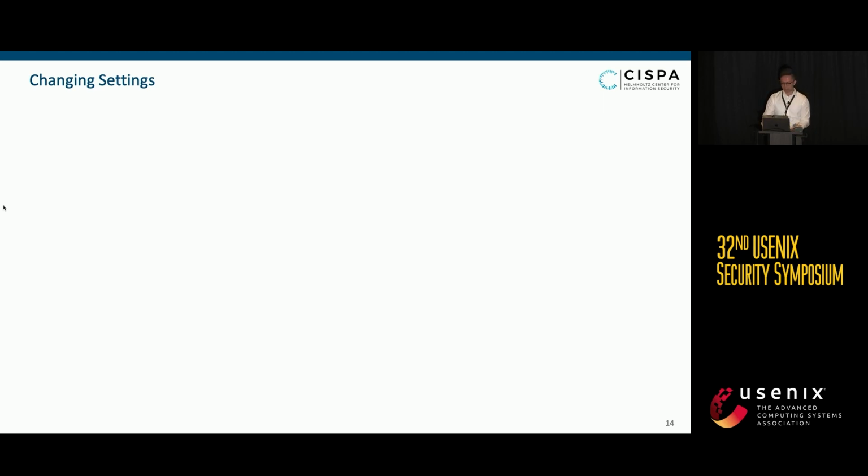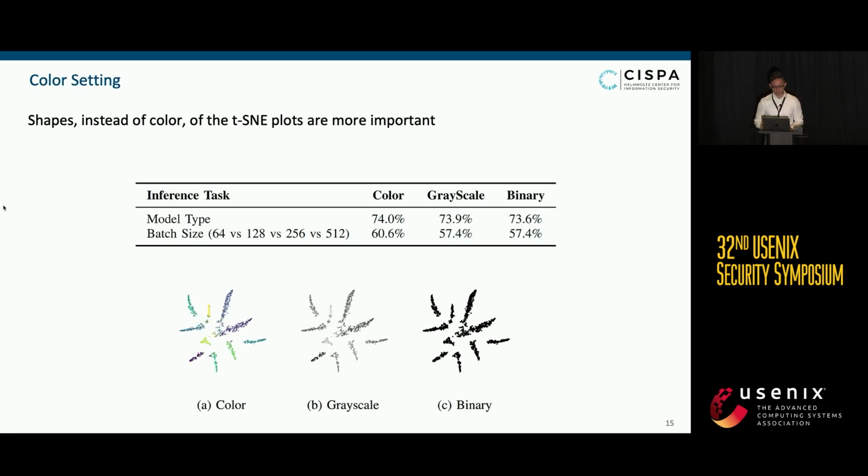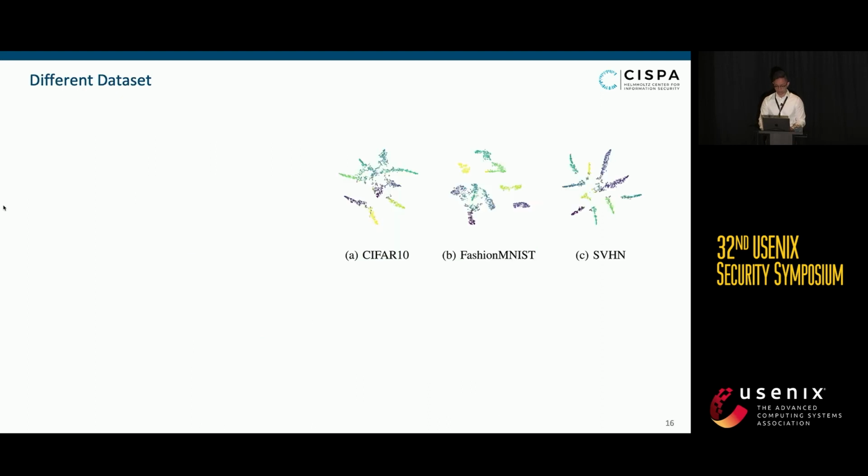So here I'll show some of the different settings that we considered. First of all, we can take a look at how color in t-SNE plots affects the attack performance. Overall, the effectiveness remains similar across all 3 settings that we looked at, namely color, grayscale, and binary, where only the location of the data point is recorded. So due to its success, we can say that it potentially increases the risk of this attack because it is insensitive to the color.